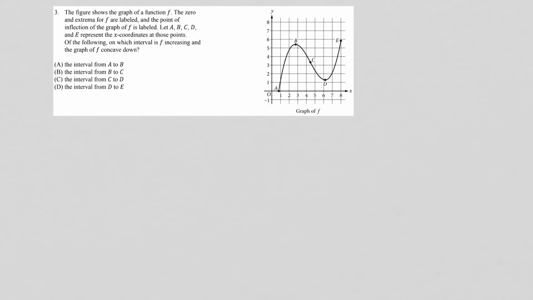Number 3. The figure shows a graph of a function. The 0 and extreme are labeled. So this is a 0, like an x-intercept. And turning point.